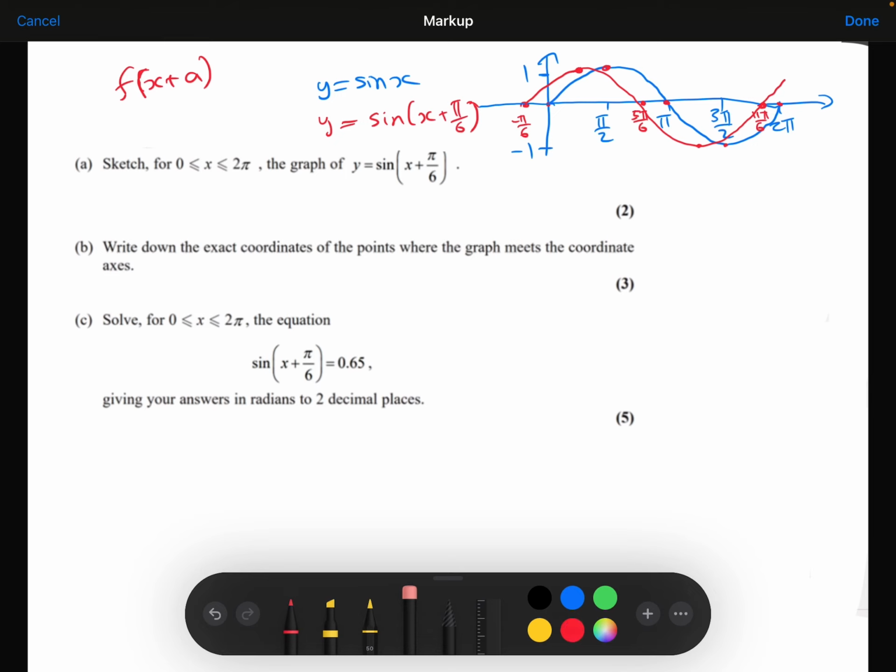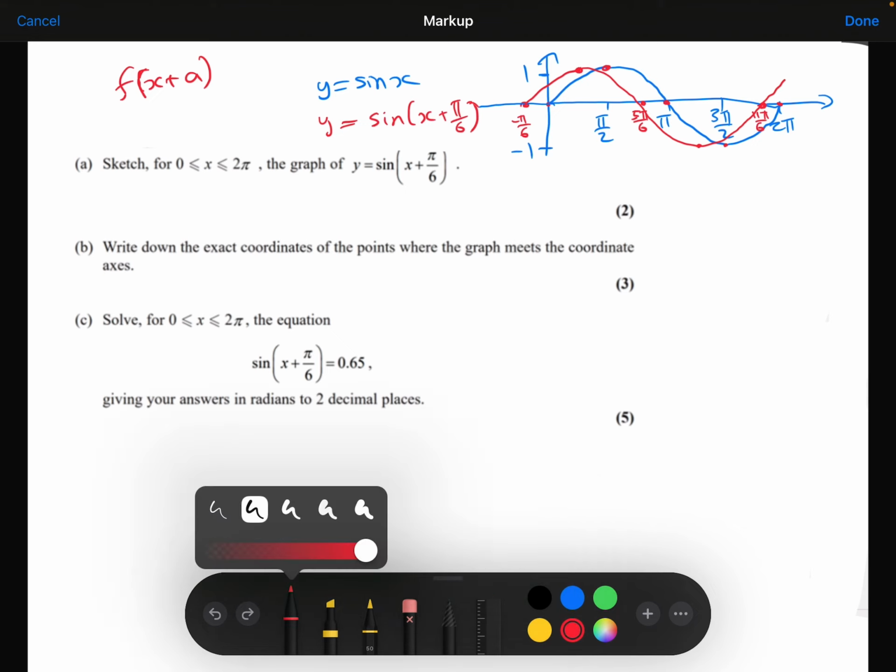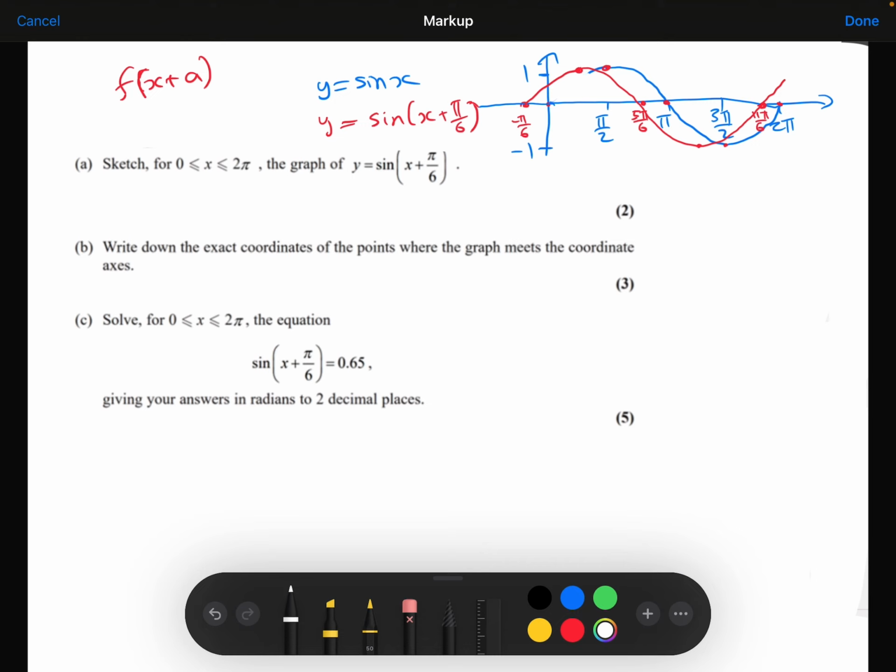Let me clear up some of this mess. Okay, we'll leave the blue line in there for now. So the red line's our answer, the blue line was just to help with our rough working out.